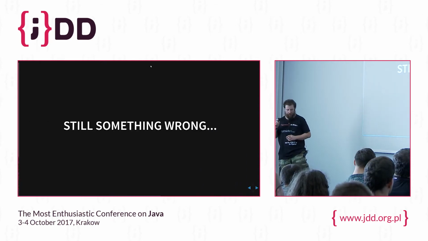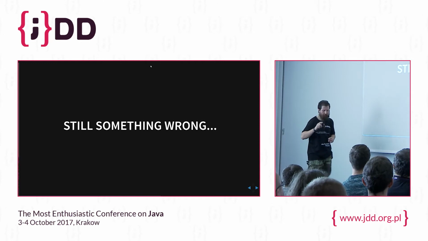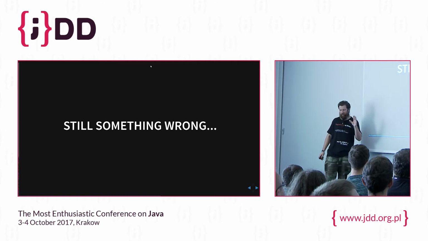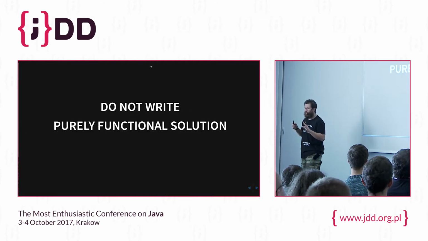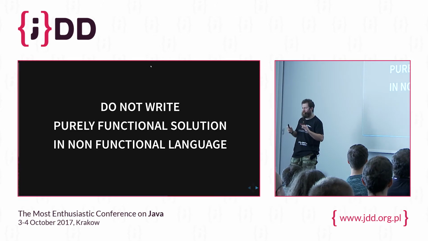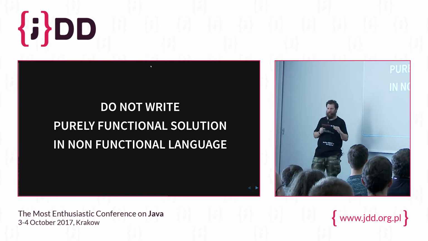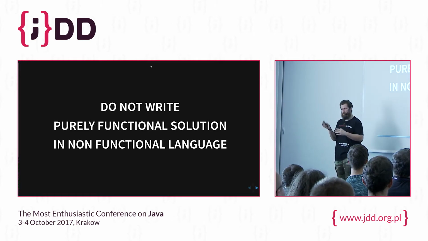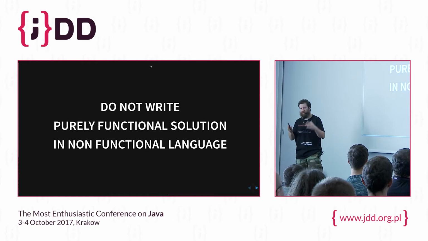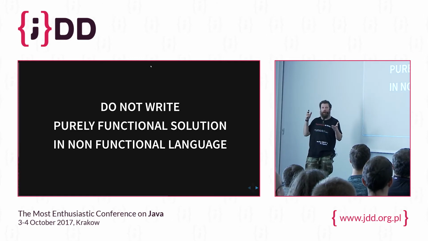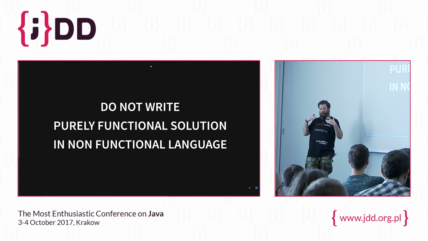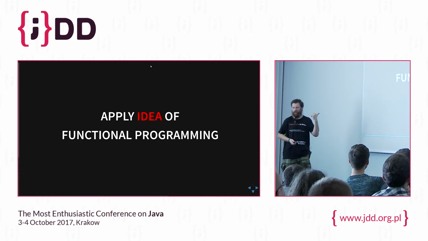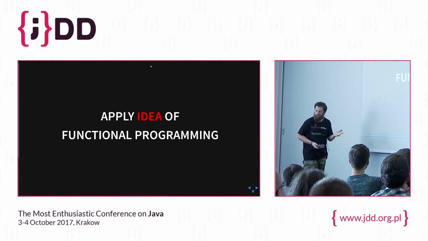And before you start writing functional code in the Java world, let's understand one thing. Do not try to write a purely functional solution in a non-functional programming language. Do not try to create functional magic in Java, because you will fail. If you need a JVM, take Scala, take Kotlin, take Clojure, something that on the syntax level supports all those constructions. But if you would like to work with Java, apply the ideas of functional programming to your code.